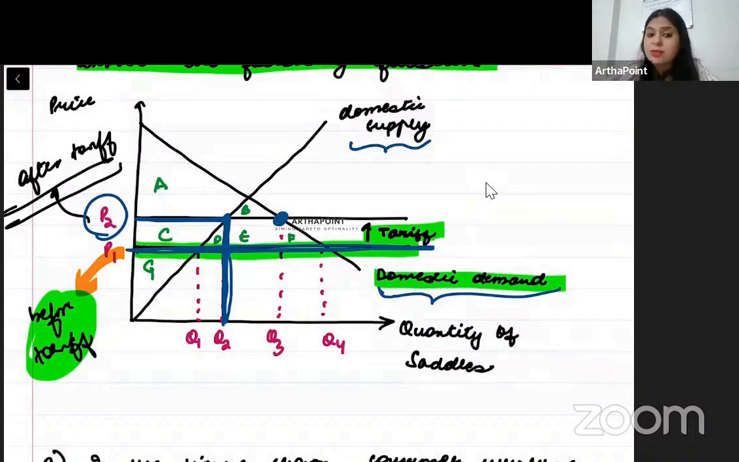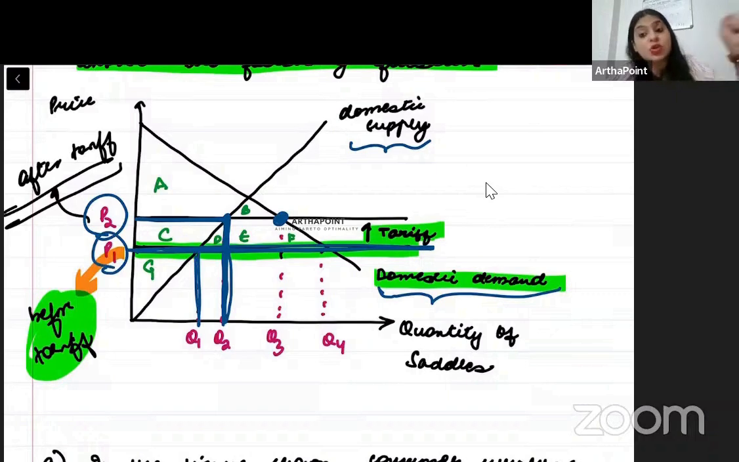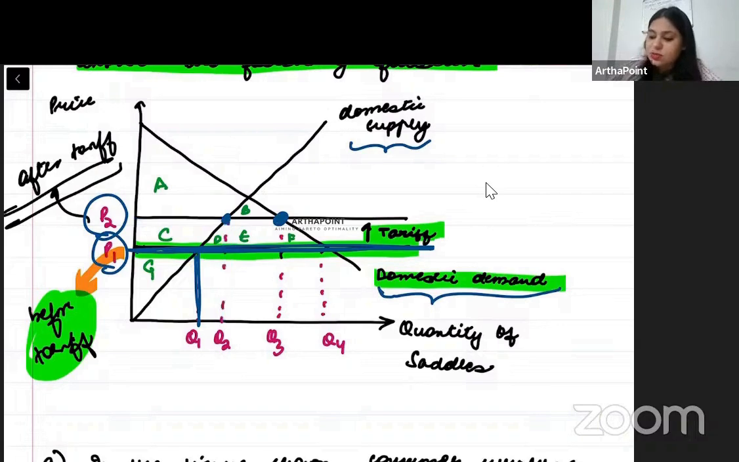Now you may say, ma'am, okay, the answer is P1, Q1, because this much is what is supplied domestically. But no. It's not asking what is supplied domestically. It's asking for the total amount that will be there in this economy. Domestic suppliers would be giving this much, but this much will be coming from outside. This is what you can fetch from outside the economy. So ultimately the entire demand will be fulfilled in free trade.